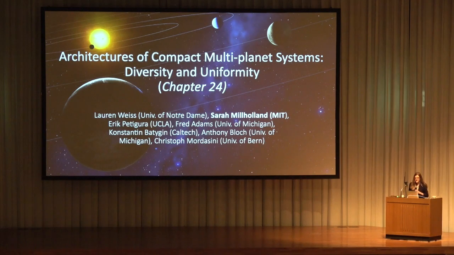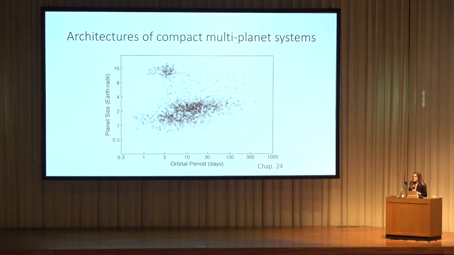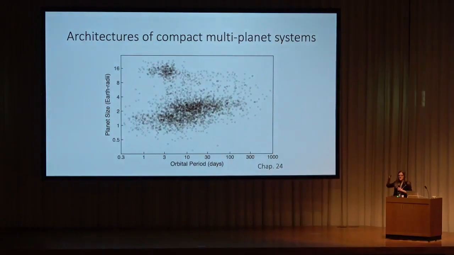I think that one of the most defining discoveries within the field of exoplanetary science thus far is really just the sheer diversity of the observed exoplanets. In this space of planet size versus orbital period, planets populate almost the entire detectable space, making it clear that the planet formation process is capable of producing an enormous diversity of outcomes.